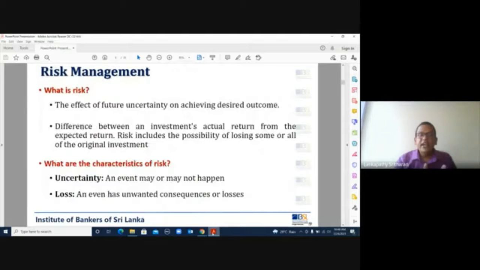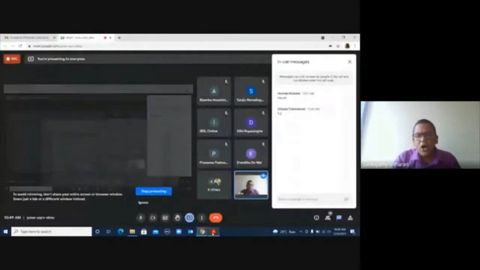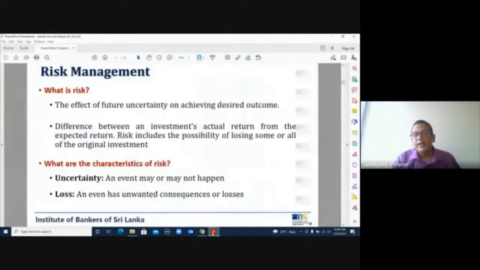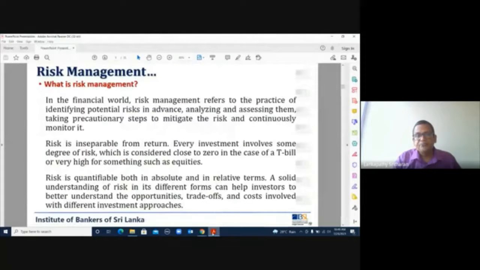Now we have discussed risk, and I am going very deeply because this is an important topic from the exam point of view. Sometimes there is a question about what is risk for 2 marks, as one of the first questions, and you have to answer it. If you have any doubt, you can ask. Otherwise, I'll move to the next slides.